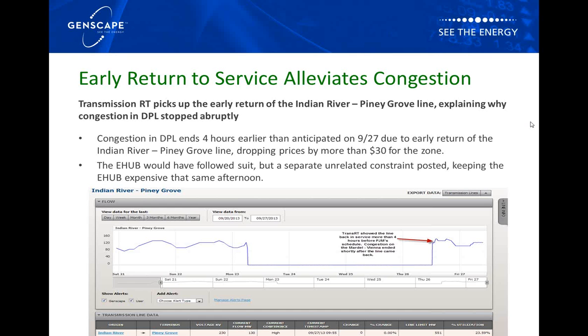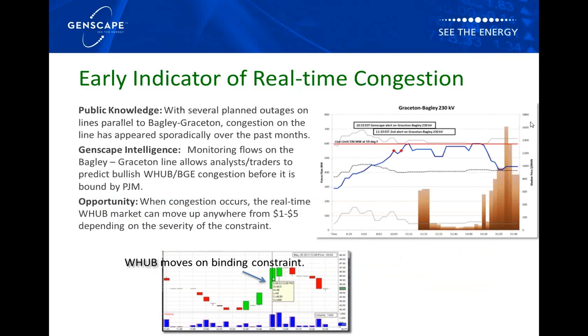The third example in PJM that we'll touch on is the Bagley to Grayston congestion that we have. It's a line again that flows north to south from just north of Baltimore into the downtown Baltimore region. And what you see is Baltimore is a kind of a load pocket there where there's definitely not enough generation to satisfy the demand. And so the Bagley to Grayston line, previously Grayston to Raphael Road, has been a very sensitive path for PJM.